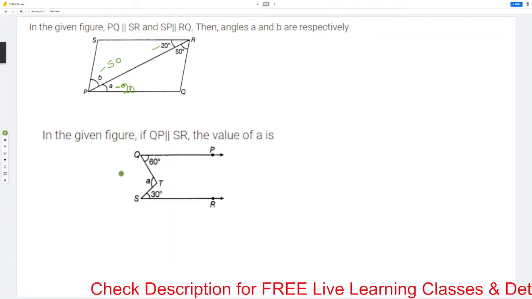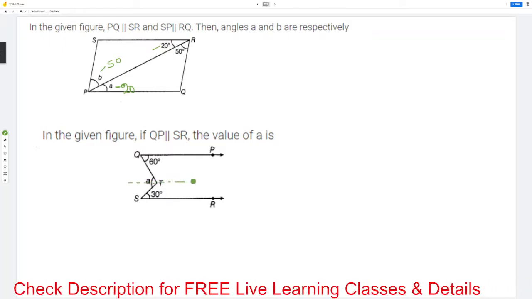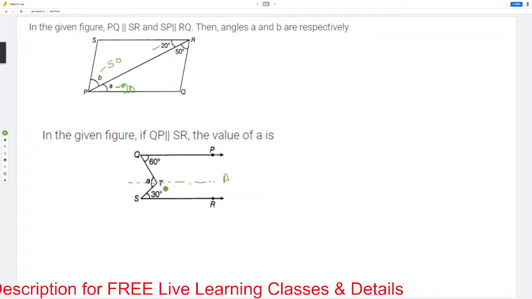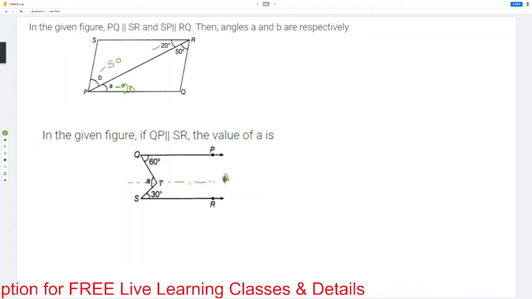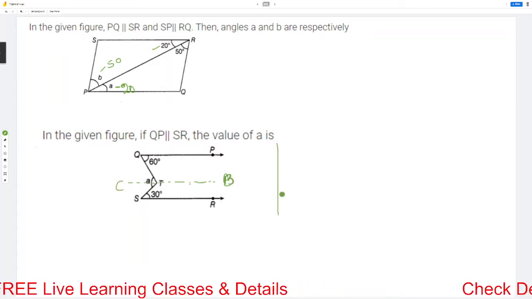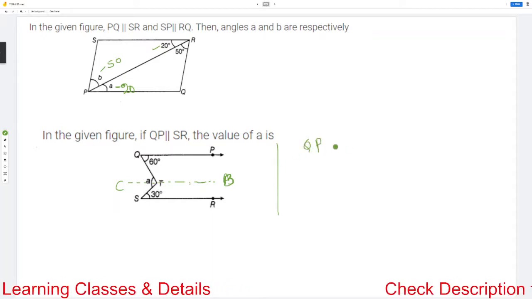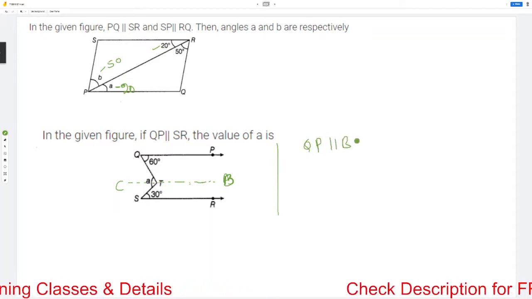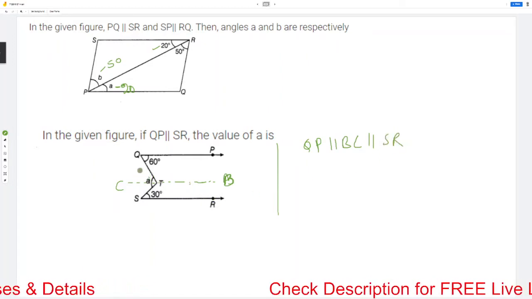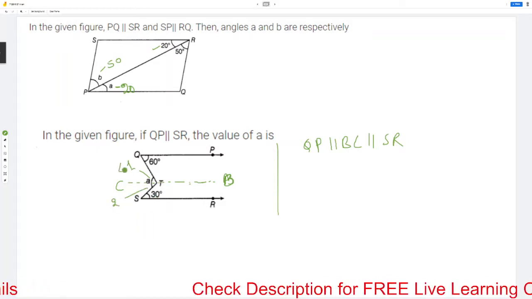To solve this question, we need to draw one more line. Let's say this is line L. It is better to write BC here because A is already there in the form of angle BC. So draw QP. By construction, QP is parallel to BC, which is parallel to SR. Let's say this is angle 1 and this is angle 2.